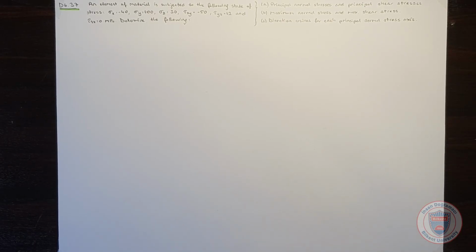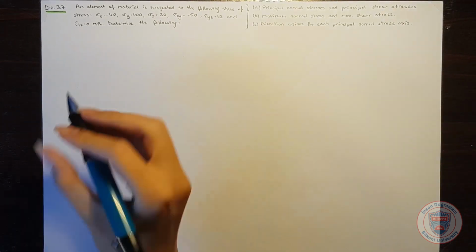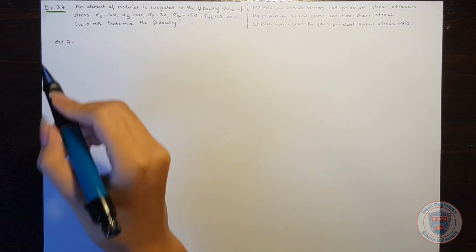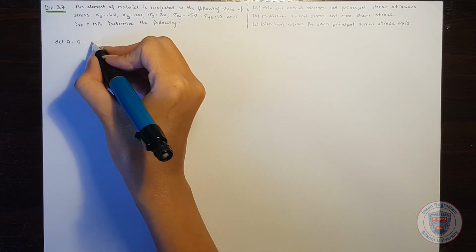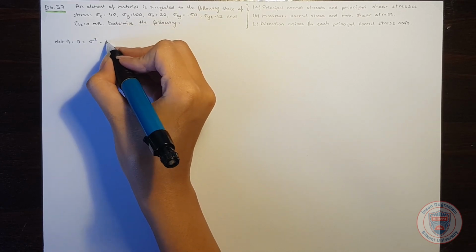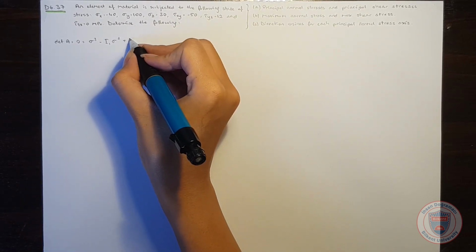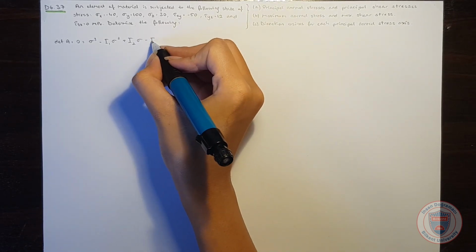We have an element of material which is subjected to the given state of stress. In part A, our goal is to determine the principal normal stresses and principal shear stresses. To find these principal stresses, we will use the equation which says that the determinant of the matrix A will be equal to 0, which is equal to sigma cube minus I1 times sigma square plus I2 times sigma minus I3.